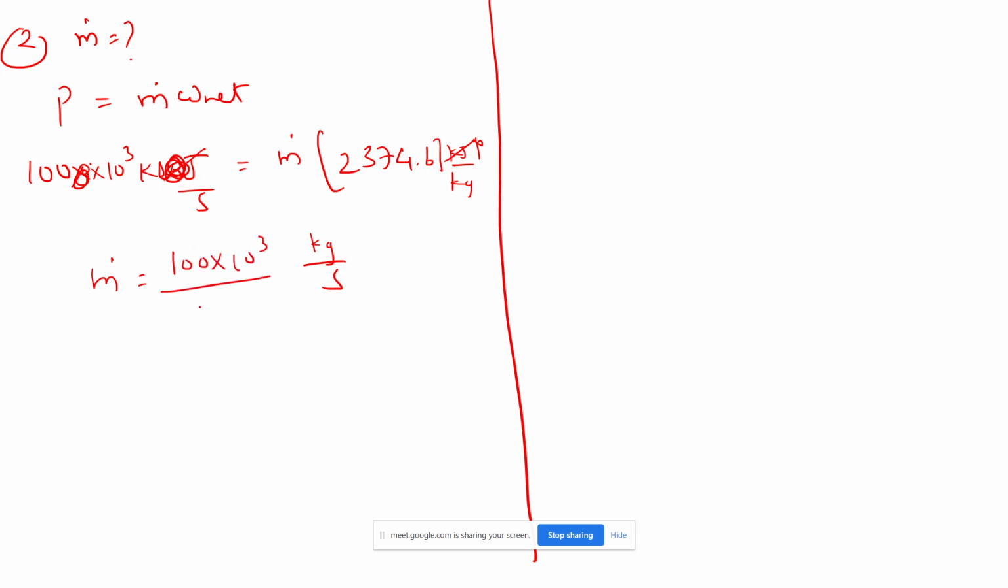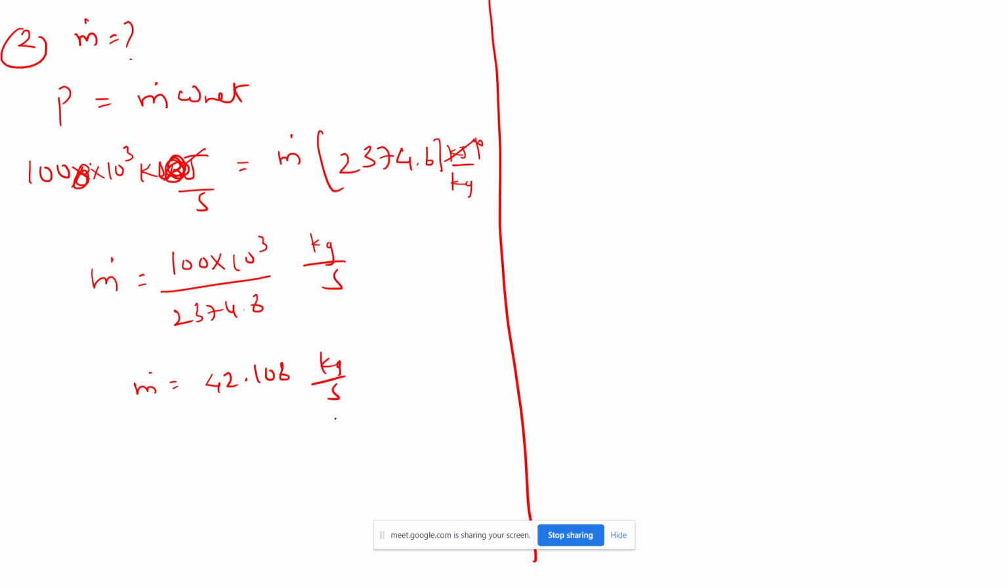So what is the mass flow rate? Can anyone tell? First, give me the value in kilojoule per second. 42.108 kg per second.